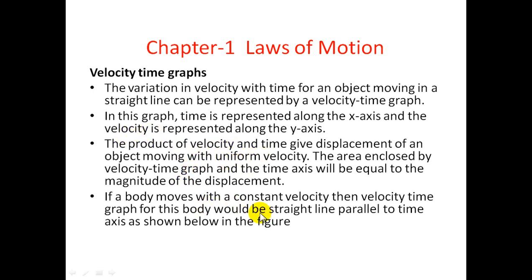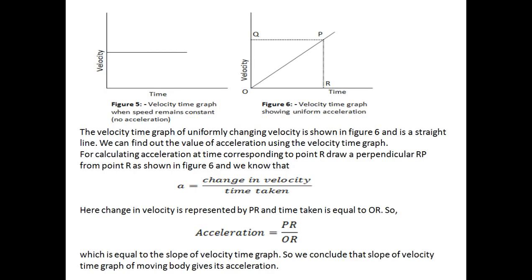If a body moves with a constant velocity, then the velocity-time graph for this body would be a straight line parallel to the time axis, as shown below in the figure. So let's move to the figure. The first figure given here is the velocity-time graph. When speed remains constant, it means there is no change in the place of the body, so velocity will also be the same at every equal interval of time. We have seen this in the case of uniform velocity or uniform speed in the previous class. In the same way, velocity is also related.